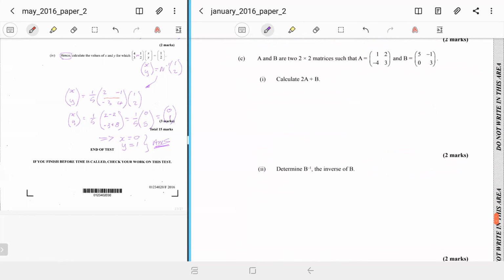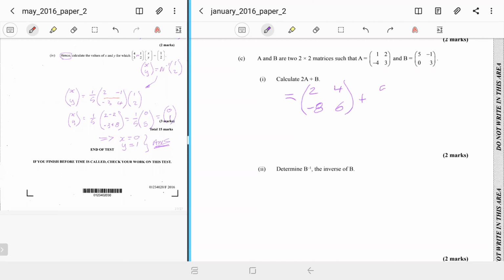We're calculating. A and B are two by two matrices. This is A and that is B. And I want us to calculate this. Easy. 2 times this plus this. Let's work it out quickly. So equals 2 times A, which means that we double the figures. So it becomes 2, 4, minus 8, 6. That is 2A, plus B.